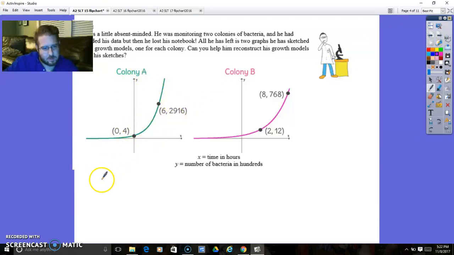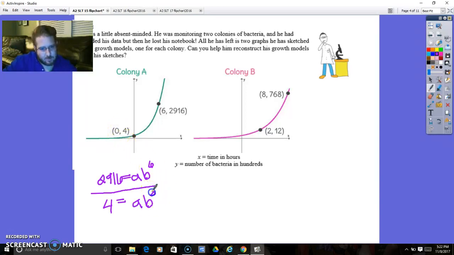So I'm going to take my 2,916, that's the total height of the answer, and set it equal to the starting point times the rate, so it's always a times b to the power of x. We don't know what the starting point is, we don't know what the rate is, but we do know it's going to have to multiply by that rate 6 times in order to get to here. And we're then going to divide that by the starting point here, the height of 4, which is equal to the same starting point times the same rate, 0 times.